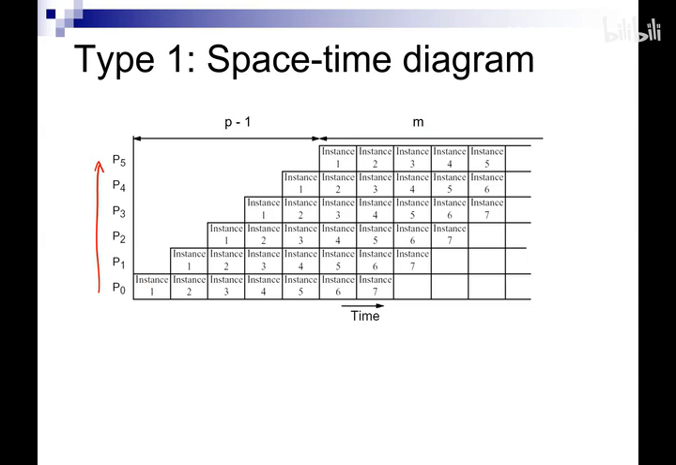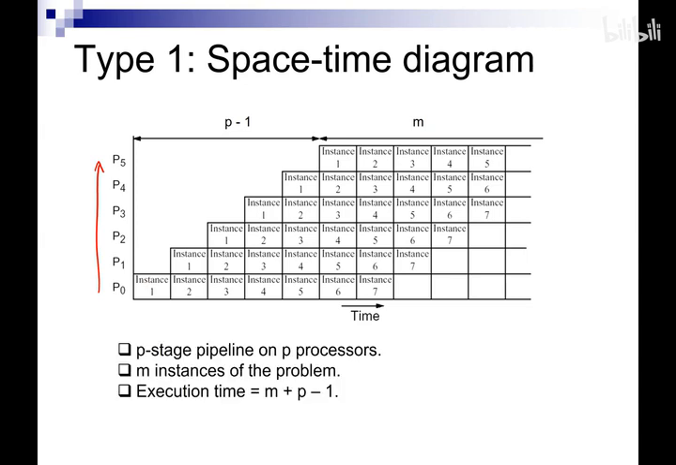We have time going in the horizontal direction, and so this is a p-stage pipeline with p processors, and suppose you have m instances of the problem. The first instance comes at the first time step. It's processed by the first stage of the pipeline, and then it moves on to the next stage. But at the same time, you can do the first stage of the second instance. Then at the third time step, you can do the third stage of the first instance, the second stage of the second instance, and the first stage of the third instance. And then you can just keep doing this until each of the instances has passed through all p stages of the pipeline.